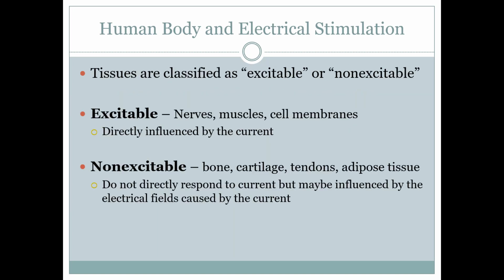Tissue within the human body are either classified as excitable or non-excitable. Excitable tissues are directly influenced by the current and have the ability to respond to the current, usually through a contraction, action potential, or increased cell membrane permeability. Examples of tissues that are excitable are nerves, muscles, and cell membranes. Non-excitable tissues do not directly respond to current, but may be influenced by the electrical fields caused by the current. Examples of tissues that are non-excitable are bone, cartilage, tendons, and adipose tissue.